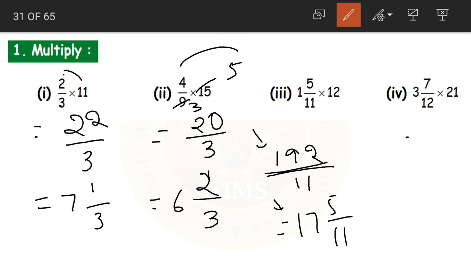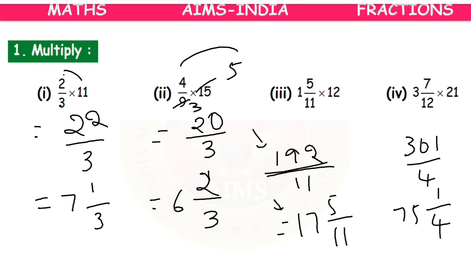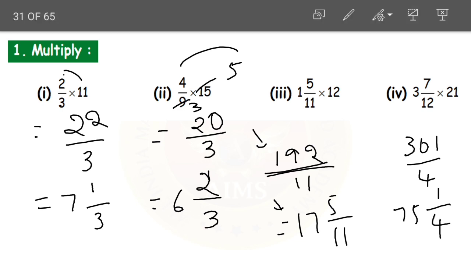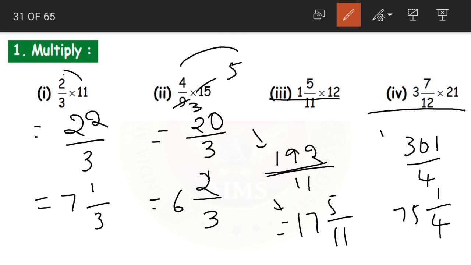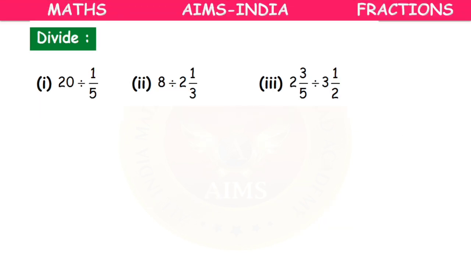Okay, and coming to the fourth question, 3 7 by 12 into 21, the answer becomes 301 by 4, or when converted into a mixed number it becomes 75 1 by 4. Okay, please try solving question number 3 and 4 and make sure that you get these two answers.